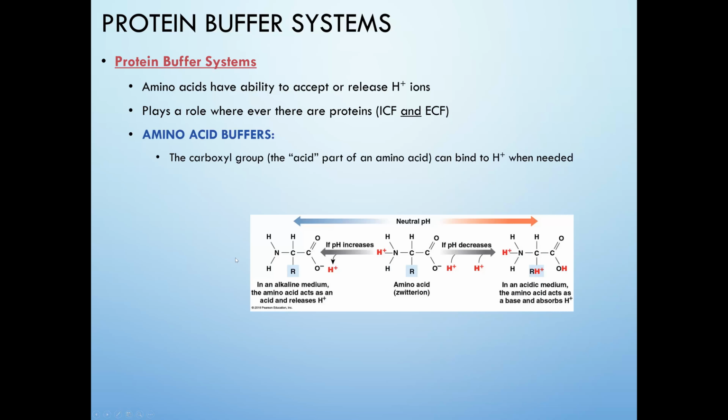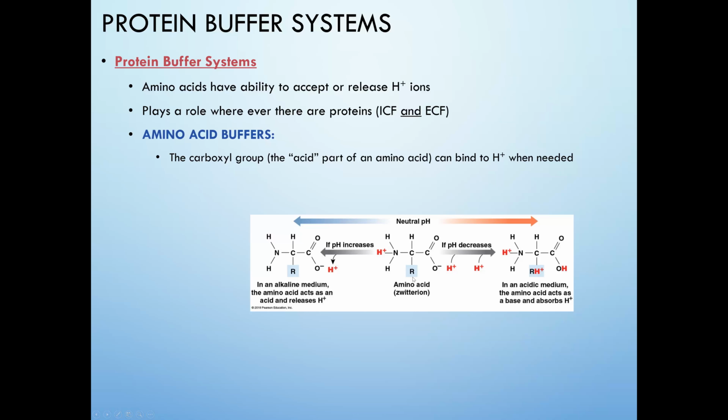So let's take a closer look at amino acids acting as buffers. Amino acids really have three main parts. They have an amino group, that's where the amino acid gets its name, they have a carboxylic acid group, which is their acid side, and then they have a variable side chain, which is represented by the letter R.